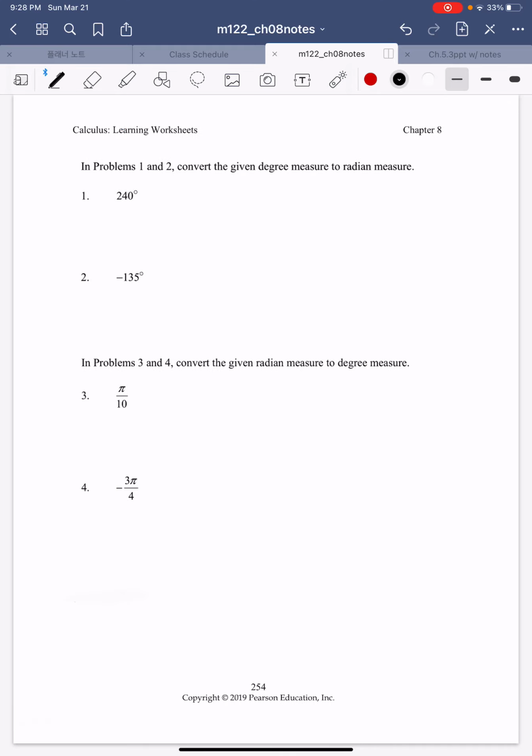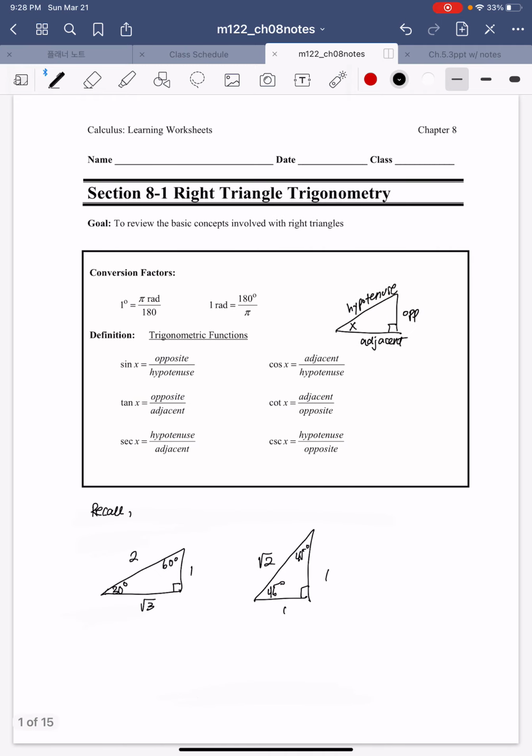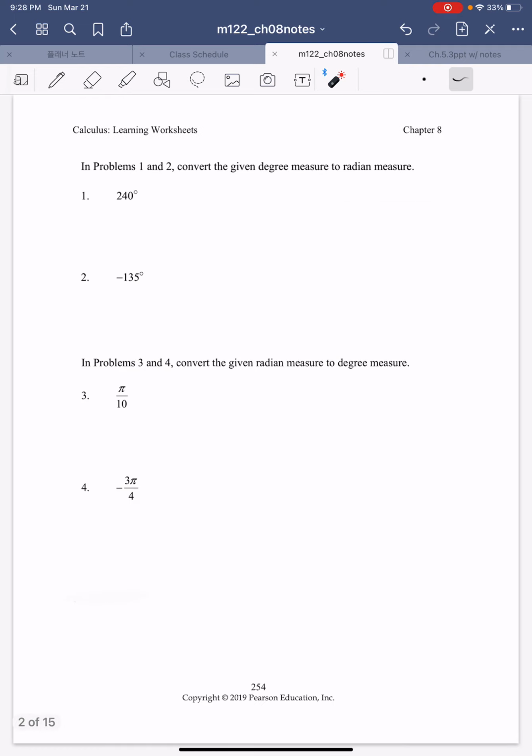Problems 1 and 2 begin with converting degree measure into radian measure, and 3 and 4 are the opposite. We start with radians, and then we want to convert to degrees. So we have the formula here: 1 degree is equal to pi radians divided by 180. That will be your conversion factor. So let's try this one.